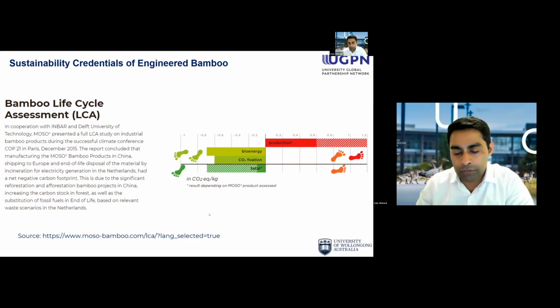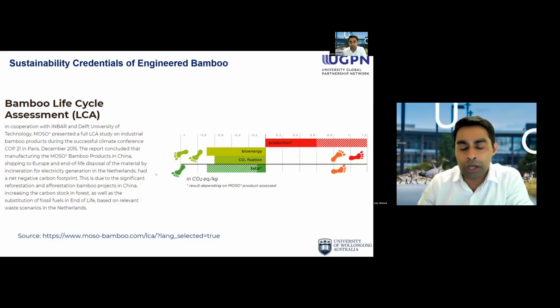My student, who is working on life cycle assessment, will be looking at the Australian perspective. What we found very interesting is that the Moso Bamboo report concluded that manufacturing the products in China, shipping to Europe, and end-of-life disposal by incineration for electricity generation in the Netherlands had a net negative carbon footprint. That's very encouraging. If that works for the Netherlands, because they are shipping it from China, we expect it will probably also work for Australia, because we'll also ship from China or Brazil for different bamboo.